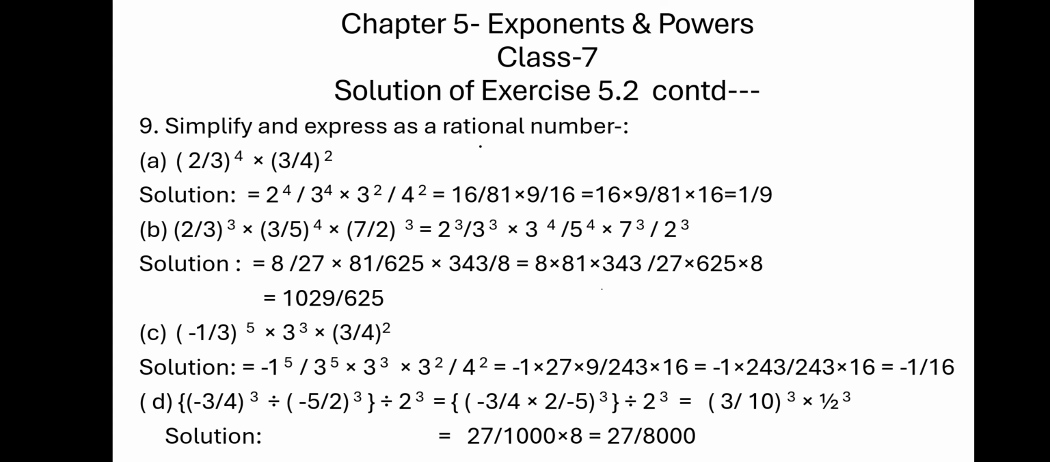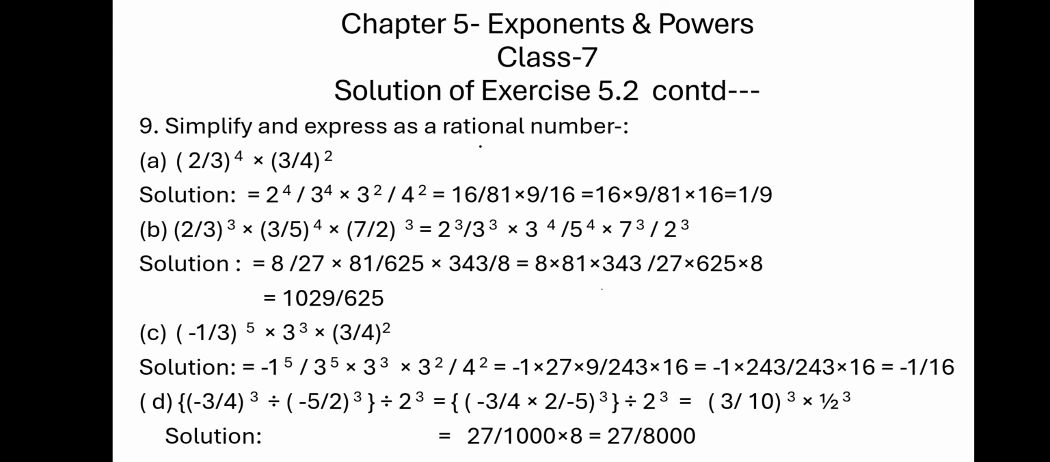Now the D question. (Negative 3 upon 4) raised to the power of 3 divided by (negative 5 upon 2) raised to the power of 3 divided by 2 raised to the power of 3. Now this is in the bracket, so we'll first solve the bracket. So negative 3 upon 4 multiplied by 2 upon negative 5, raised to the power of 3, divided by 2 raised to the power of 3.